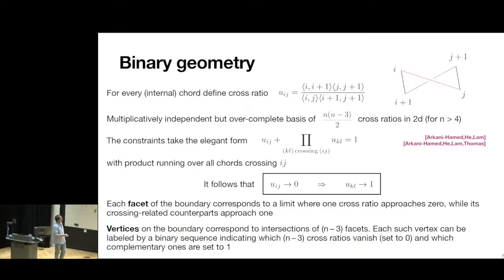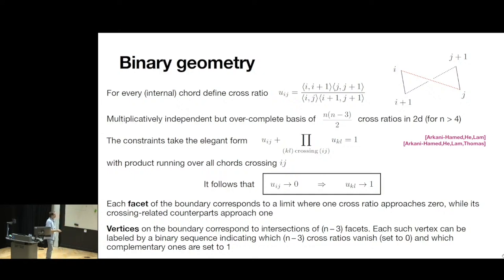So there is another way of thinking about this point at the boundary, which is quite nice and which is based on this binary geometry. So in this case, we define some cross ratios associated with chords, again by using this formula. So in this case, we take points at the boundary of the polygon, and we construct this particular quantity. Doing so, we get too many cross ratios. It's overcomplete. And we find some elegant constraints on them, which relate the cross ratio of the segment ij and the product of all the cross ratios of the segments or chords that intersect ij.